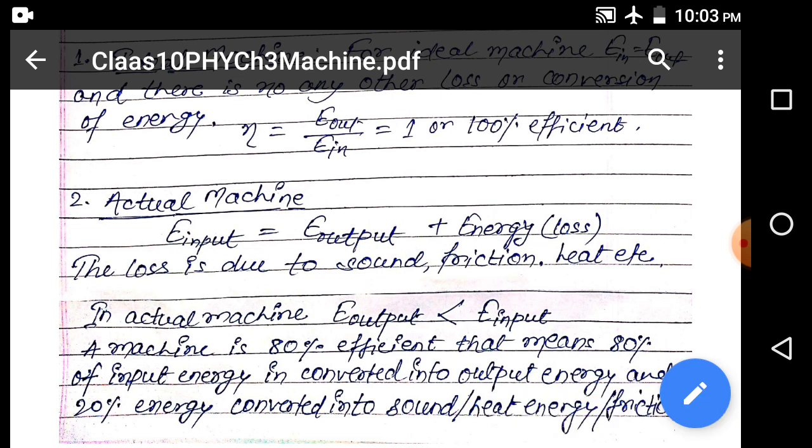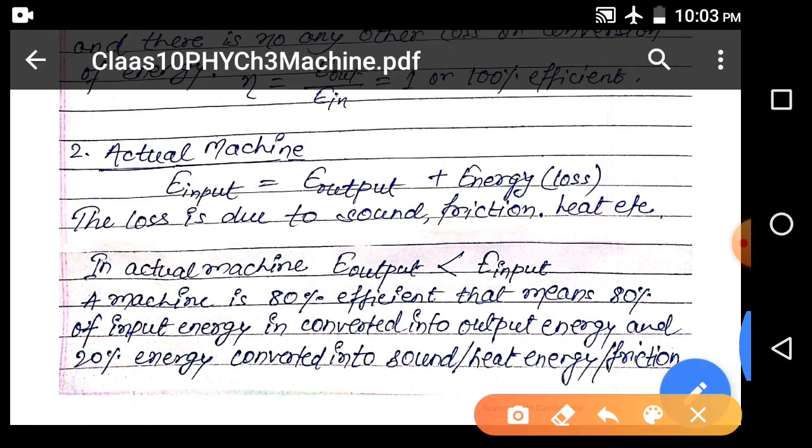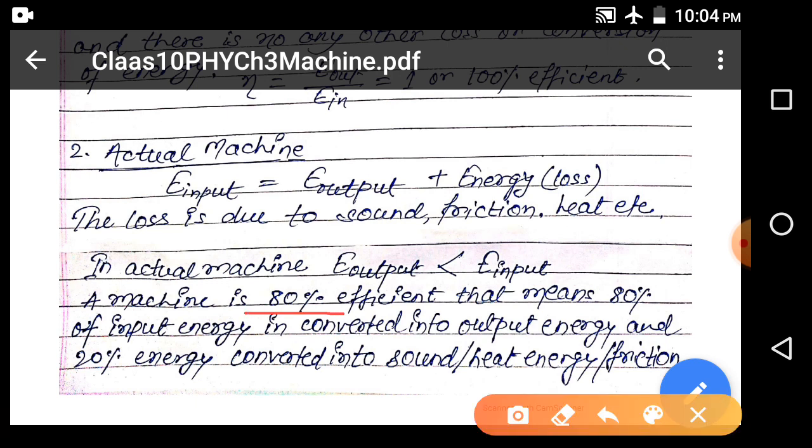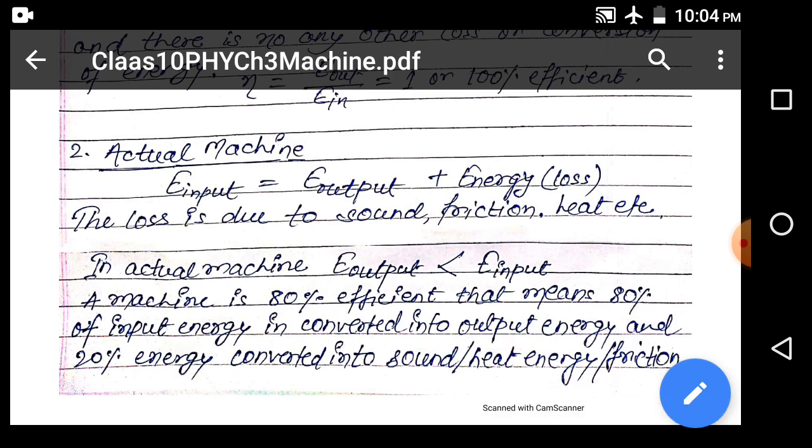So in an actual machine the output energy is always less than the input energy, because some of the energy from this input is lost due to sound, friction, heat, etc. Suppose here we are taking an example of a machine which is 80% efficient. That means 80% of the input energy is converted into output energy, whereas the remaining 20% of the energy is converted into sound energy, heat energy, or is lost due to friction. So this is it.